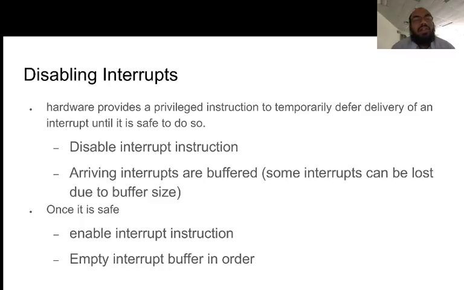You have the disable interrupt instruction that you can use when you're doing kernel programming to make sure that no interrupts occur in your code while your code is running. And if you disable interrupts, you have an interrupt buffer where you basically buffer all interrupts. You save all interrupts in a buffer. Of course, this buffer is limited in size, so if you have multiple interrupts happening at the same time, these can be lost due to buffer size.